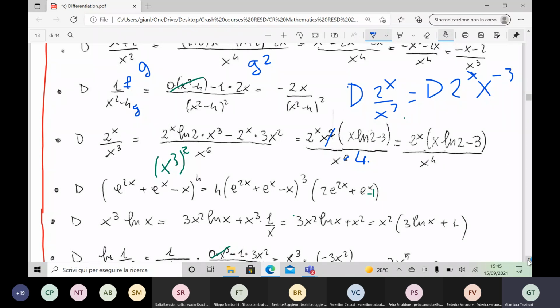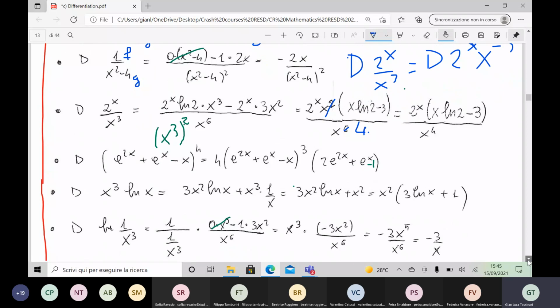Another computation, derivative of this function. Which kind of function is this one? You have a function raised to the power 4. So this is the derivative rule of f of x to the power alpha. Derivative tells you alpha times f of x to the power alpha minus 1, so 3, times what? The derivative of the inner function, that is this one. So which is the derivative of this one?